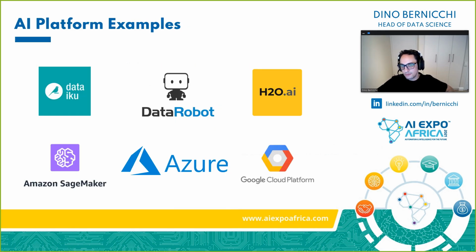Some examples of players in the AI platform space. So you have your big players like Amazon, Microsoft, Google Cloud, who have MLOps and AI platforms buried within all of their other services and products. And then you've got players in the market that build specific AI platforms like Dataiku, DataRobot, and H2O. They each come with their pros and cons, and it really depends on your specific use cases and what you are looking for. And we'll talk about this in my last slide.